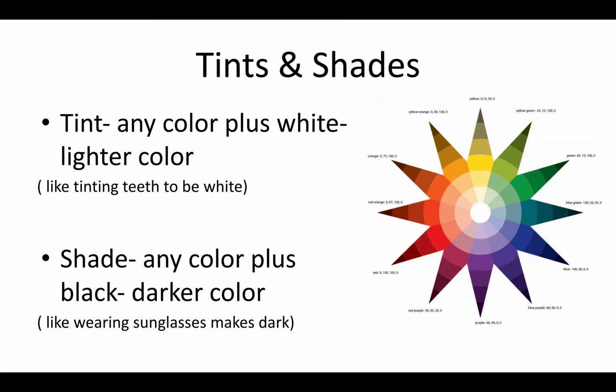All right, when we're talking about monochromatics, I did mention that we have tints and shades of a single color. Now, if you look at this color wheel here, this ring that I'm circling with my mouse, those are tints. So they're any color plus white. As we get to the outer rings, those are shades. Those are any color plus black. I remember these because you want to tint your teeth to be white, and when you put shades or sunglasses on, stuff gets darker.